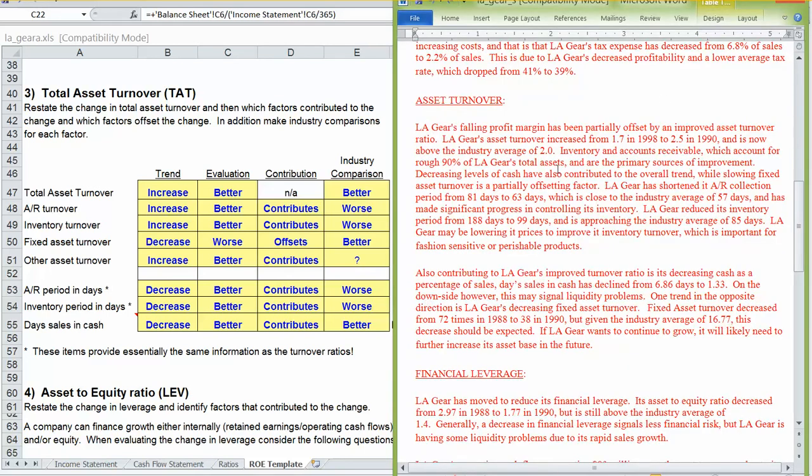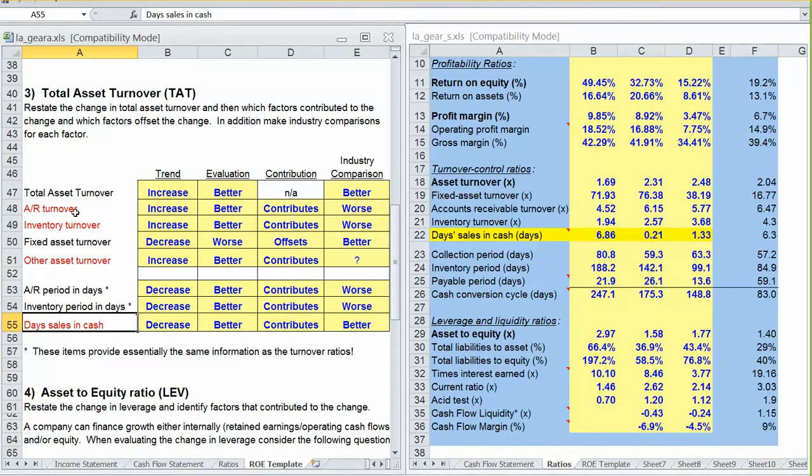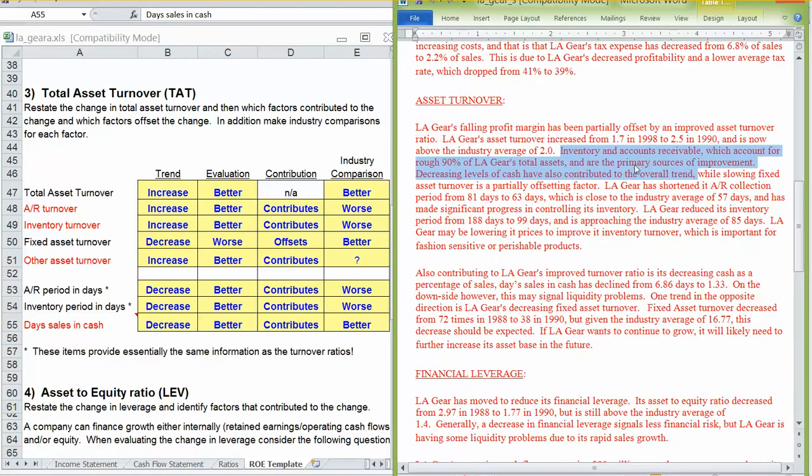So we've evaluated our ratios. We've got our first sentence talking about what happened overall. Then we, of course, have our sentence that identifies the contributing factors, which were our receivable turnover, our inventory turnover, our other asset turnover, and lower levels of cash. And there's my sentence. Inventory and receivables, which account for roughly 90% of LA Gear's total assets, are the primary sources of the improvement. And decreasing levels of cash have also contributed to the overall trend, while slowing fixed asset turnover is the one and only partially offsetting factor.